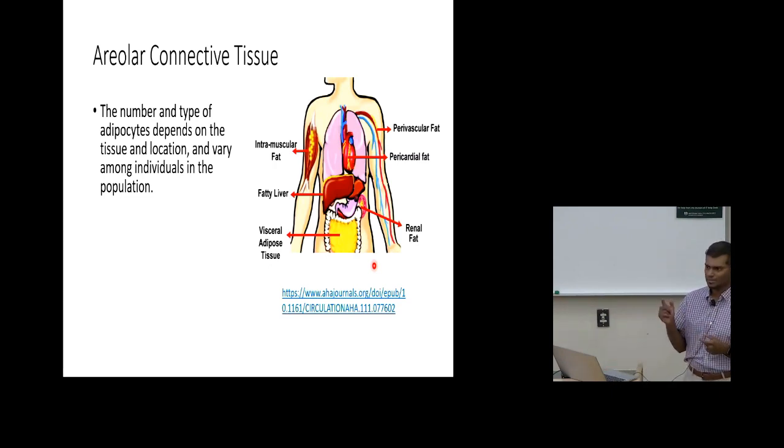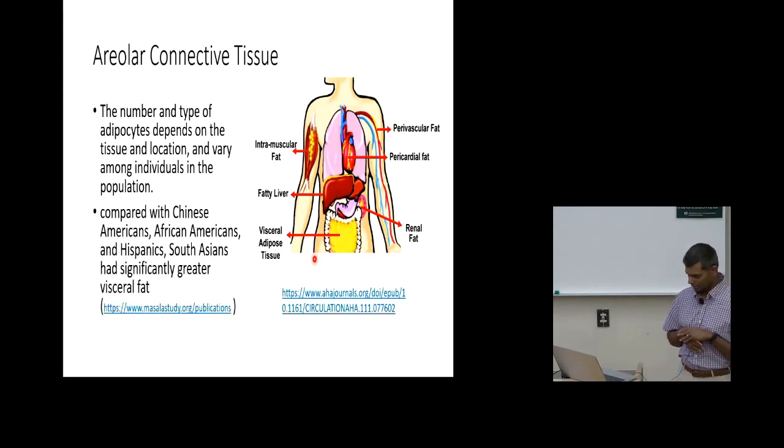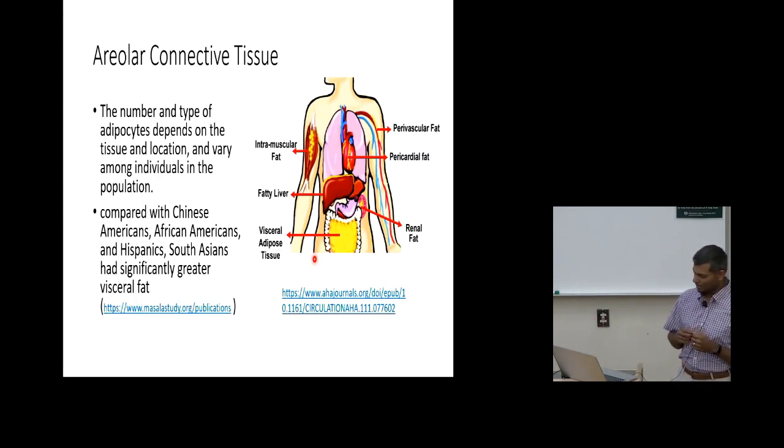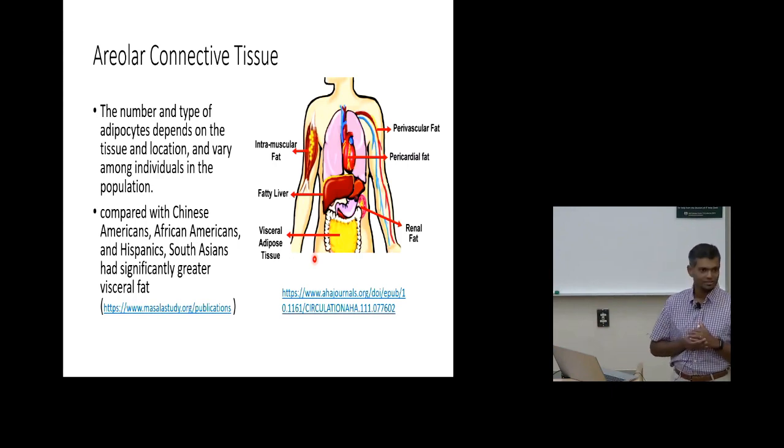The reason why sometimes fat is distributed ectopically is because the subcutaneous capacity has been reached, and this ectopic distribution can really depend on individuals. And so I was interested in this study here, called the MASALA study, which was done on people of different ethnic groups living in the US. What they found was that compared with Chinese Americans, African Americans, and Hispanics, South Asians living in the US had greater visceral fat.